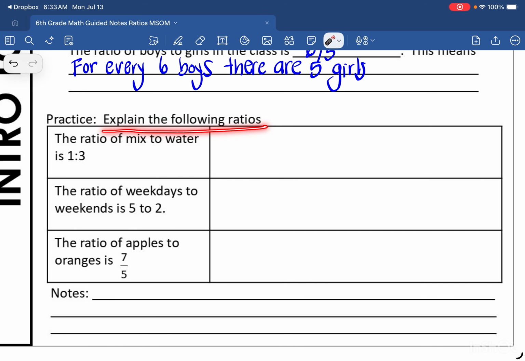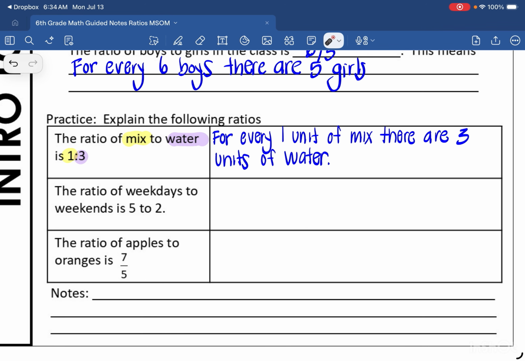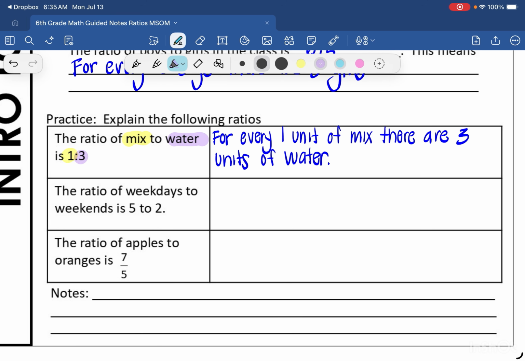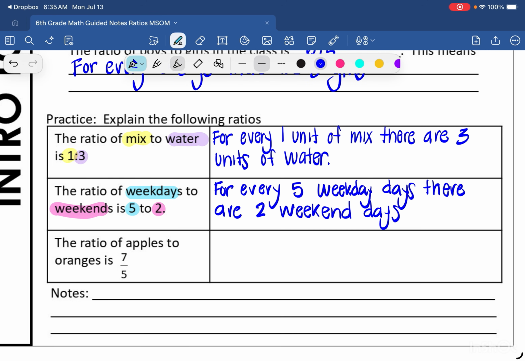Practice. Explain the following ratios. The ratio of mix to water is 1 to 3. That means for every 1 unit of mix, there are 3 units of water. The ratio of weekdays to weekends is 5 to 2. That means for every 5 weekdays, there are 2 days in the weekend. The ratio of apples to oranges is 7/5 or 7 to 5. So for every 7 apples, there are 5 oranges.